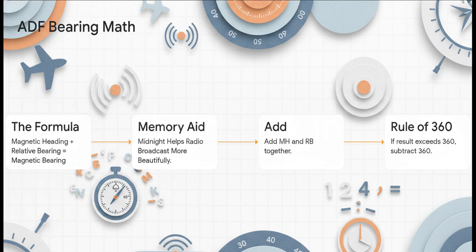A great memory aid for this is "Midnight helps radio broadcast more beautifully." MH plus RB equals MB. So for example, if your aircraft heading is 120 degrees and your ADF needle is pointing straight out your right wing at a relative bearing of 270 degrees, adding 120 and 270 gives you 390. Since that's obviously greater than 360, just subtract 360. Your true magnetic track to fly directly to the station is 030 degrees.